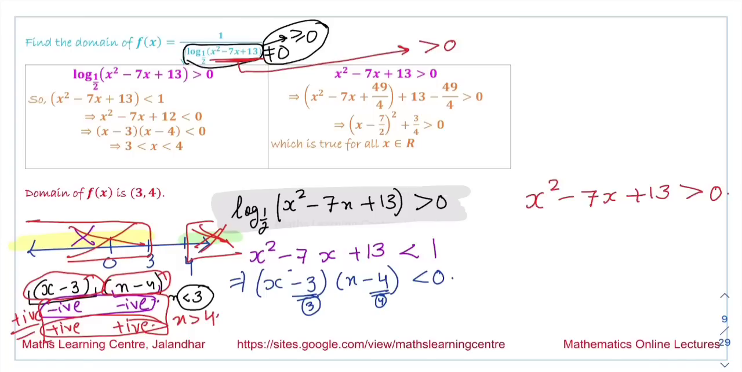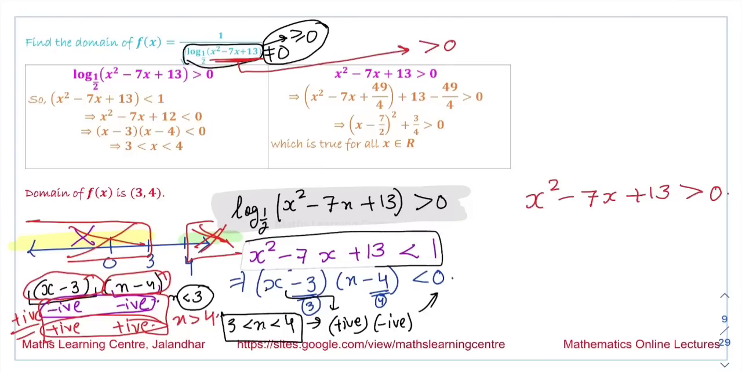Now if we substitute a value of x between 3 and 4, what will we get? The first value, since x is greater than 3, is positive. The second value is negative. So the overall answer is negative. So this inequality has a solution, which is possible when 3 is less than x is less than 4. This is the answer we are getting for this.